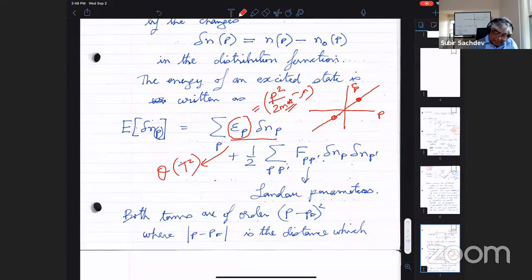But by the same reasoning, how about this term? Delta N of P is of order temperature, this is of order temperature, but this is also of order temperature squared. So we do have to worry about the fact that even though the density of quasi-particles is very small at low temperatures, the kinetic energy change is also of order T squared. So we also have to worry about interaction corrections of order T squared, and these coefficients are called the Landau parameters. Both terms are of order T squared, or of order P minus P_F squared if you're working at zero temperature. And that's it. We don't need anything else.